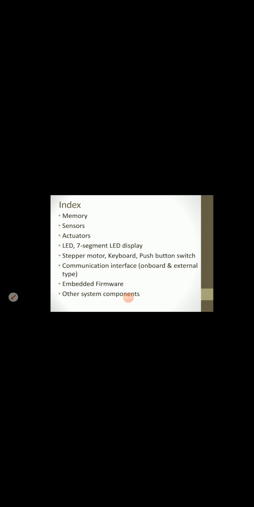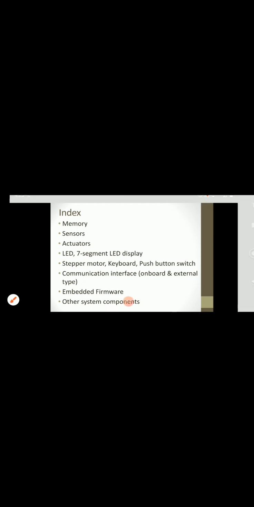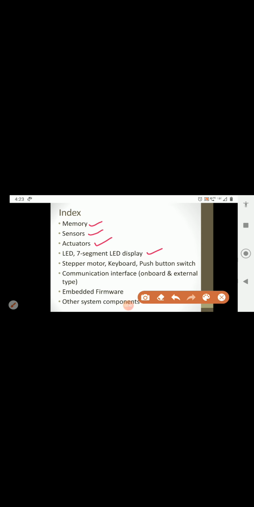Hello students, in the previous two videos we have covered the first part of the third module. In this video we are going to start with the second part of the third module. You can see this is the index part of what we are going to cover here, and in this video we are going to cover the memory section, sensors, actuators and LED and 7 segment LED display.